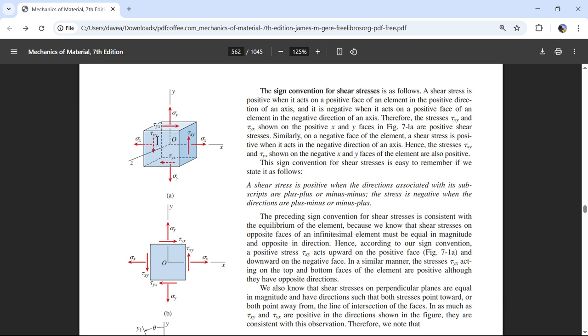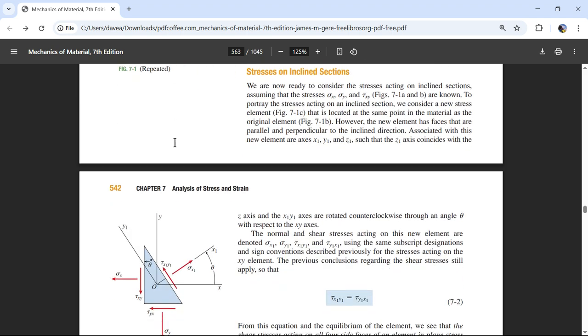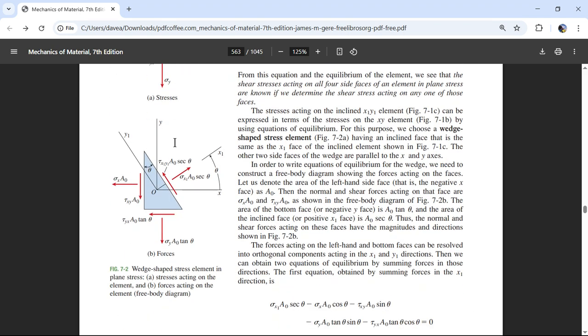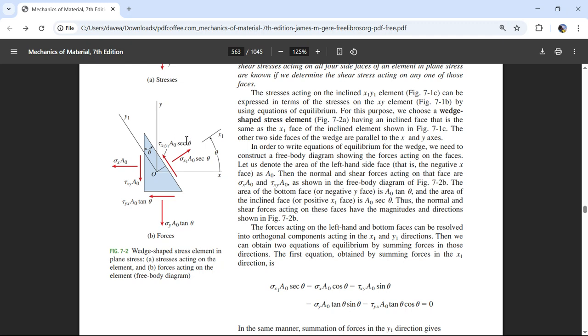Anytime you take a slice that's not perpendicular, if we're taking a slice this way, our area could be A naught, but if we take a slice at an angle, that area is always going to be a bigger number, and so that's where this secant comes from.